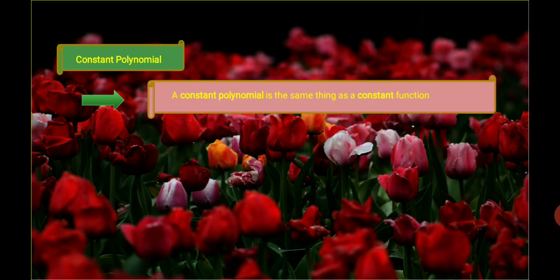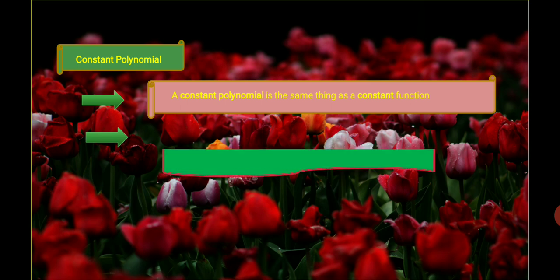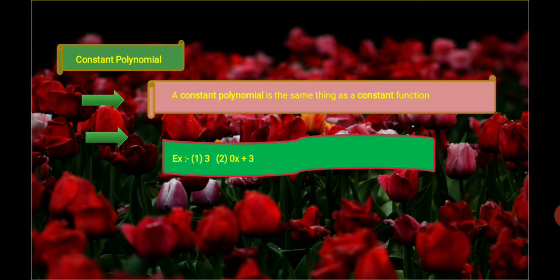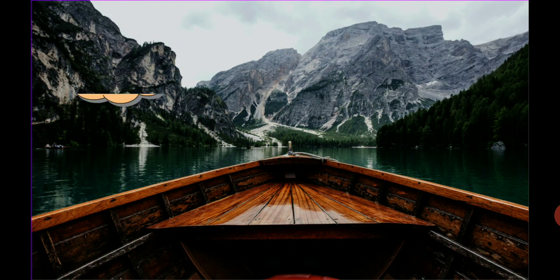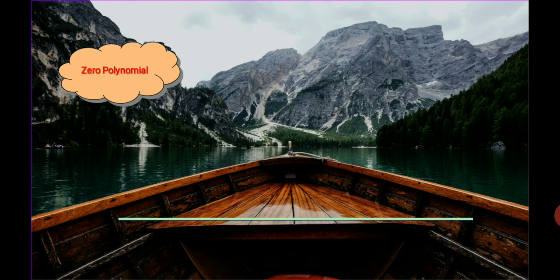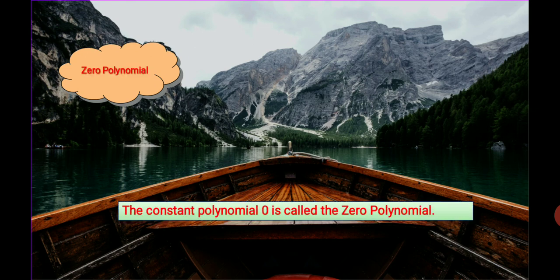Next definition, constant polynomial. What is that? It contains only a constant term. A constant polynomial is the same thing as a constant function. Examples are 3 or 0x plus 3. Next is the zero polynomial. What does zero polynomial mean? The constant polynomial 0 is called the zero polynomial.